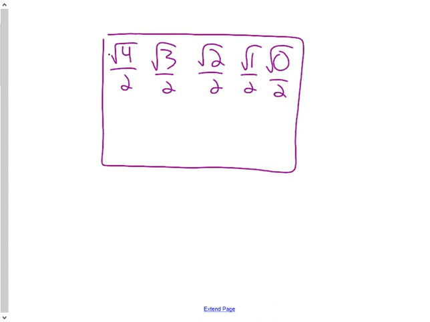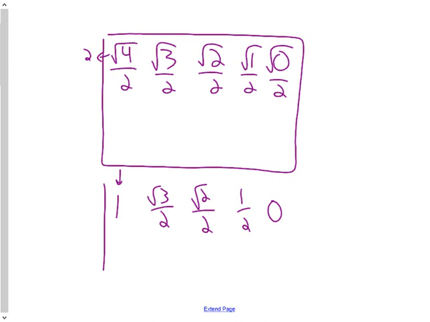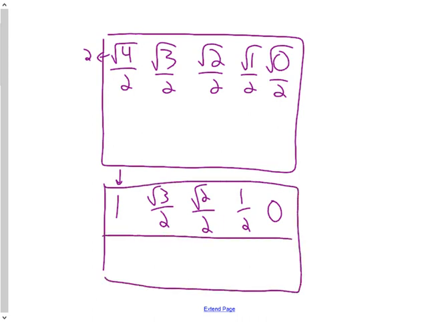Now, some of them look really weird, but we're going to simplify this. What's the square root of 4? 2. 2 over 2 is 1. Square root of 3 over 2, that one's fine. Square root of 2 over 2, also fine. Square root of 1 is 1 over 2. And then 0 is 0. So that is all my x values for the chart. Easy as counting down from 4.